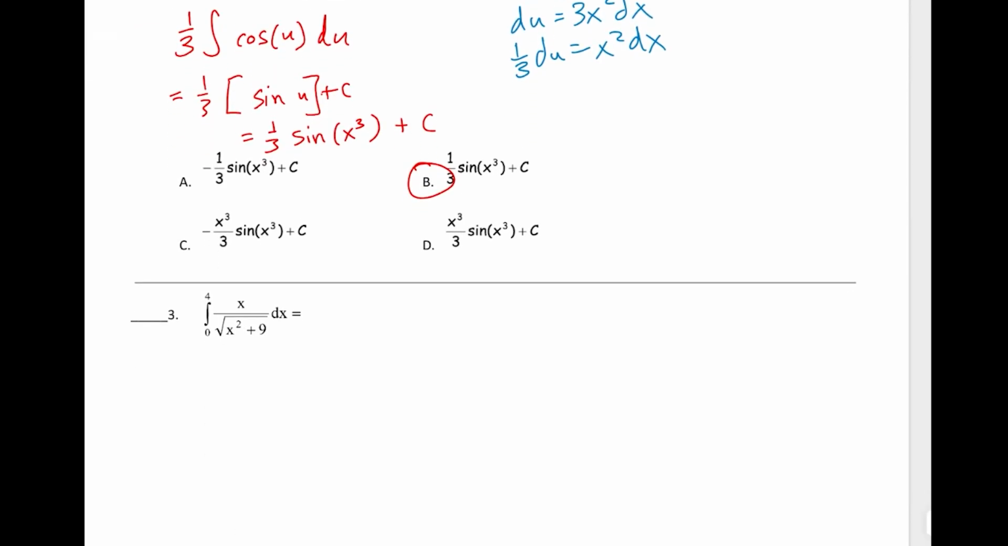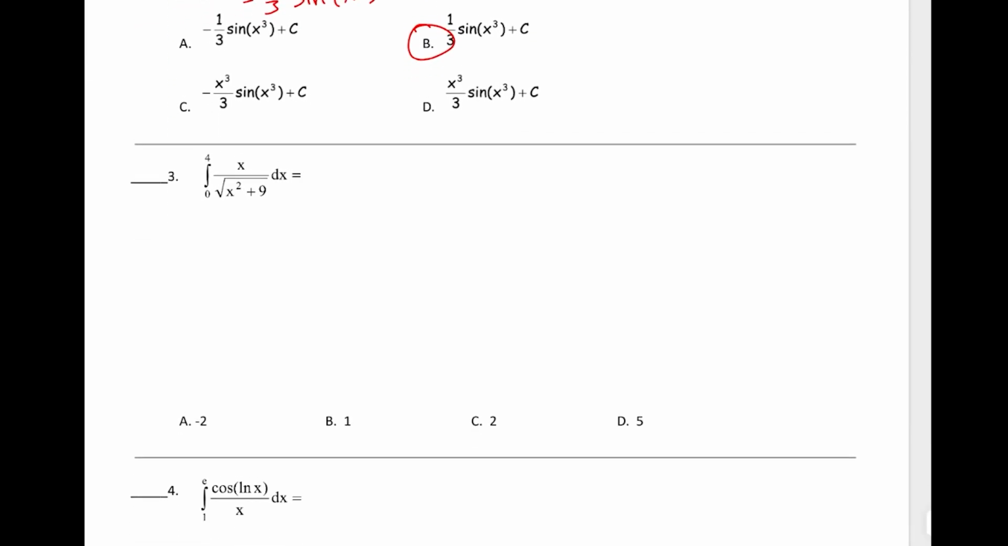Number 3 is a definite integral. So here we're going to have to be careful with our boundaries. If u is x squared plus 9, then du is 2x dx. Now you can see I don't have the 2x, I just have a single x, so I'm going to have to divide both sides by 2 there. And now I can rewrite, oh, well, no, hold up, can't rewrite it yet. I need to fix those boundaries.